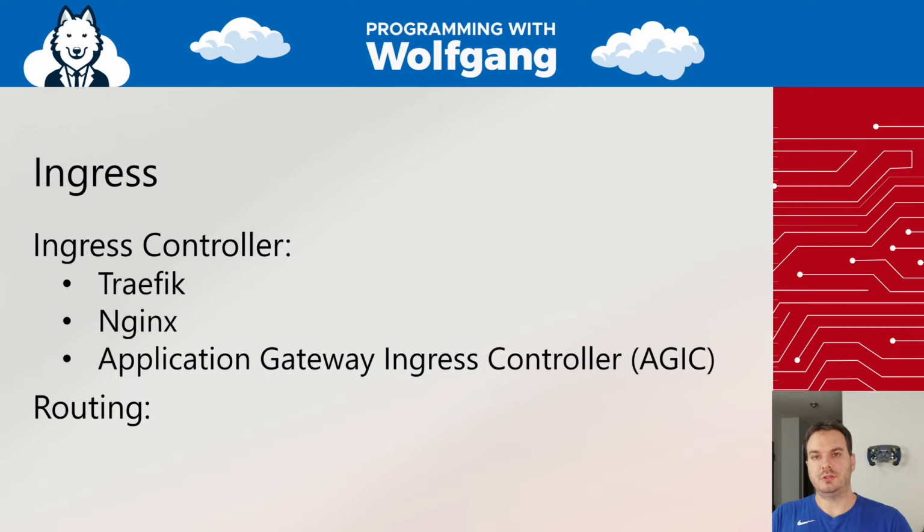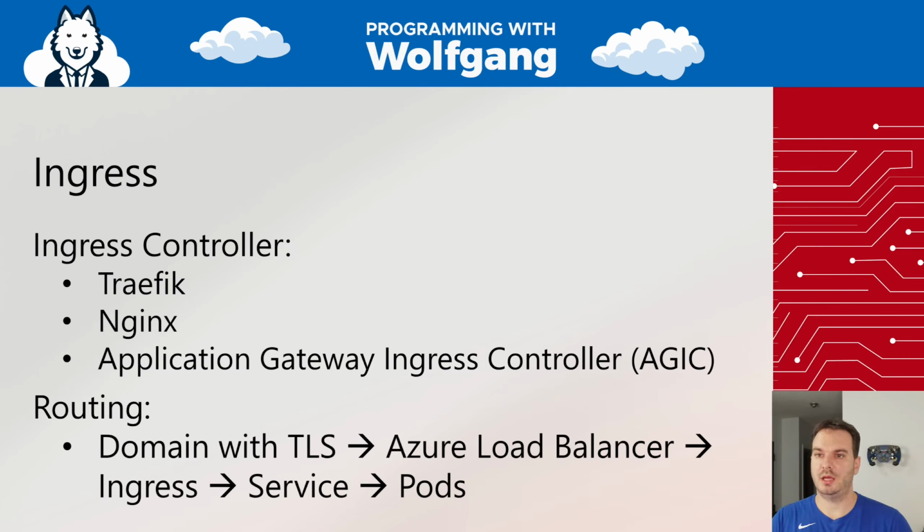Then the way the routing works is actually quite simple. So we can call our domain. It can be with TLS, this means HTTPS, or HTTP. Then if you're using Azure, we land at the Azure Load Balancer. This redirects the request to the ingress controller. The ingress controller forwards it to the service, and the service forwards it to our pods.